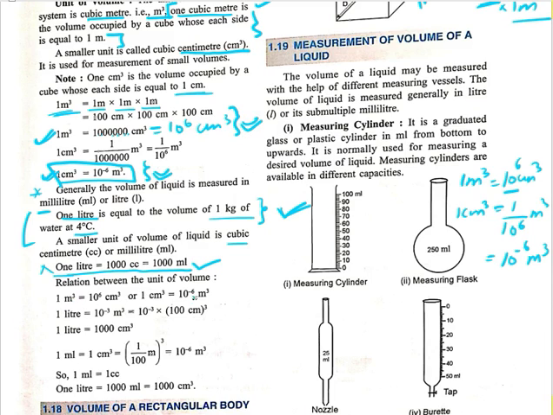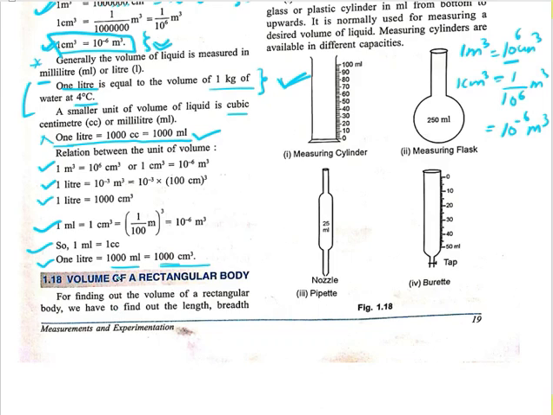Similarly, you can convert that 1 meter cube equals 10 to the power 6 centimeter cube. We have already learned this. 1 liter equals 10 to the power minus 3 meter cube. So you remember this. 1 liter equals 1000 centimeter cube, 1 milliliter equals 1 centimeter cube. So 1 ml is our 1 cc, that is cubic centimeter, and 1 liter is 1000 milliliter. If you convert into centimeter cube, this will be 1000 centimeter cube. So there are some units you need to remember while measuring volume.